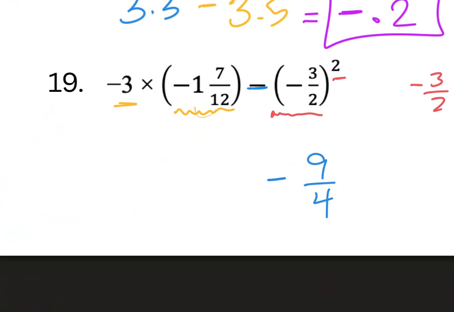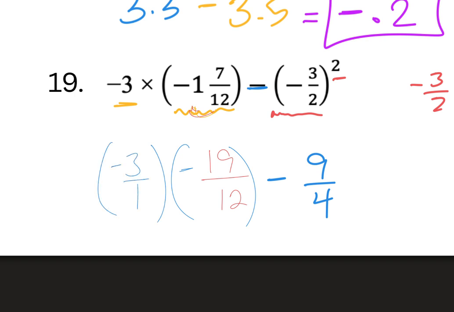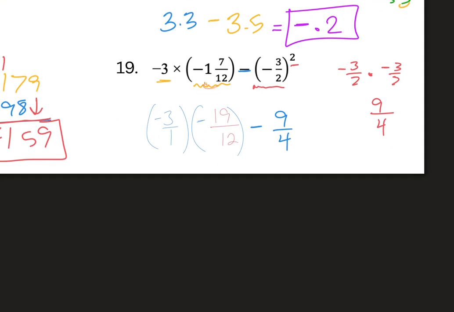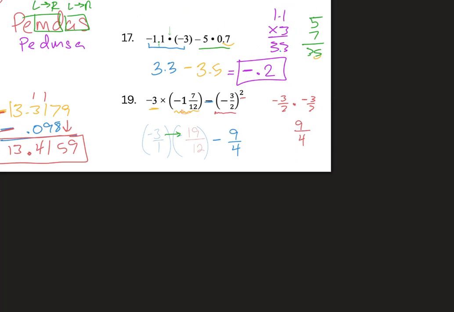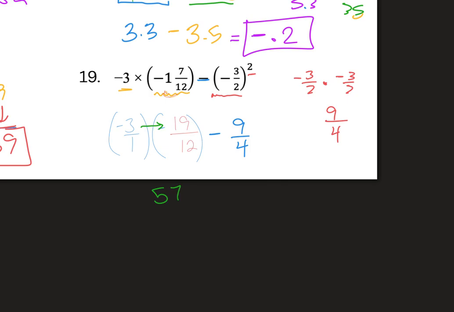So 12 times 1, let's change colors. 12 times 1 is 12, plus 7 is 19 twelfths. Don't forget the negative, and then 3 over 1, don't forget that negative. All right, so let me zoom out real quick. You multiply straight across. Now, by the way, they did use like the little X there. It's okay if we use a dot, same thing. And then notice I'm using double parentheses. Again, don't worry. Negative 3 times 19, I believe that's 57. And 57 twelfths minus 9 fourths.